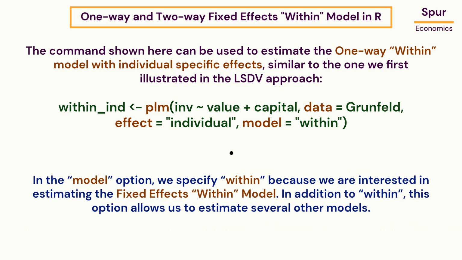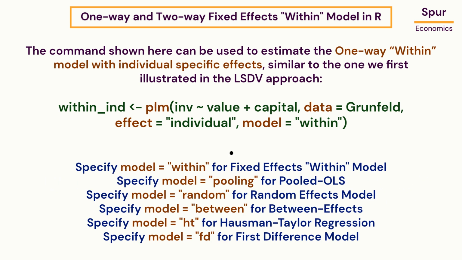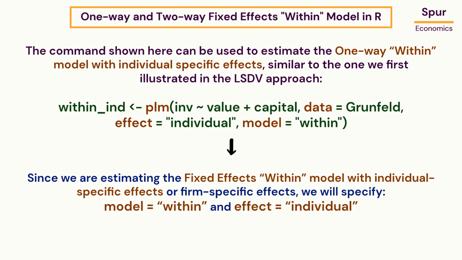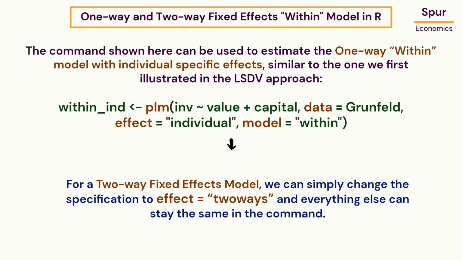In the model option, we specify within because we are interested in estimating the fixed effects within model. In addition to within, this option allows us to estimate several other models. For example, we can specify pooling for a pooled OLS model, random to estimate the random effects model, between for a between effects model, HT for Hausman-Taylor regression, and FD for a first difference model. Since we are estimating fixed effects within model with individual specific effects or firm-specific effects, we will specify model equals within and effect equals individual. For a two-way fixed effects model, we can simply change the specification to effect equals twoways and everything else can stay the same in the command.